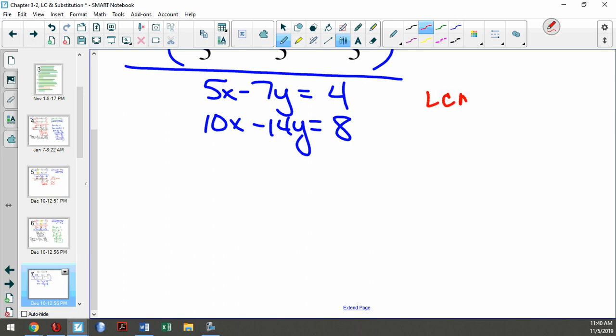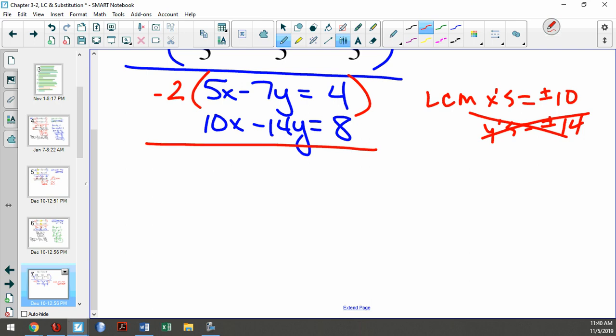Now, what is my LCM of my x's? Plus or minus 10. How about of my y's? Which one? I'd stick with 10. So what am I going to do to this problem? Multiply the top by negative 2. Very good. So that's going to give me negative 10x plus 14y is equal to negative 8.